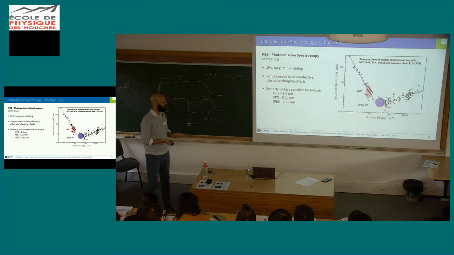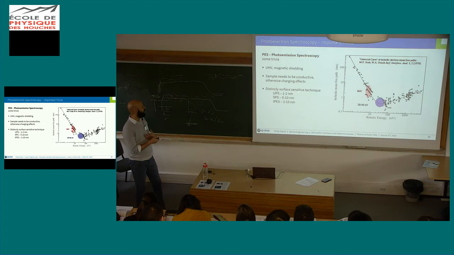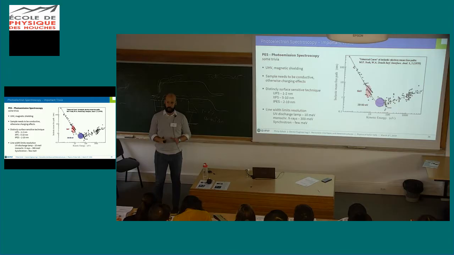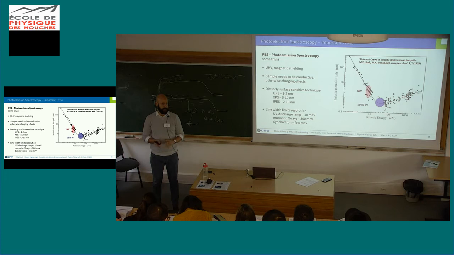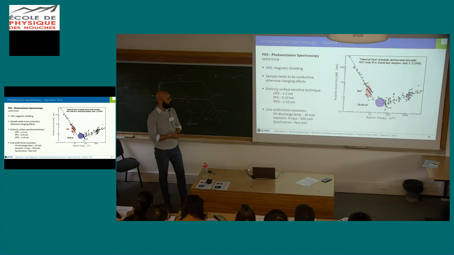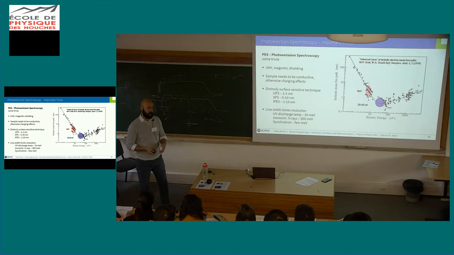Now with X-rays, you are in this range. The mean free path is on the order of a few nanometers, and now you get to an information depth of 5 to 10 nanometers. And in IPS, you are here in this range and have a slightly larger range of probing depth. Now the line width is really the thing that limits the resolution. Usually with the detectors, it's not difficult to get milli or sub-milli eV resolution with the hemispheres, but you are limited by the line width of your UV discharge lamp, which is 10 milli electron volt. Monochromatic X-rays, on a lab scale, you can get 300 milli electron volt. At a synchrotron, you can even go down to a few milli electron volts. Of course, these limits only become important when you go to cryogenic temperatures.